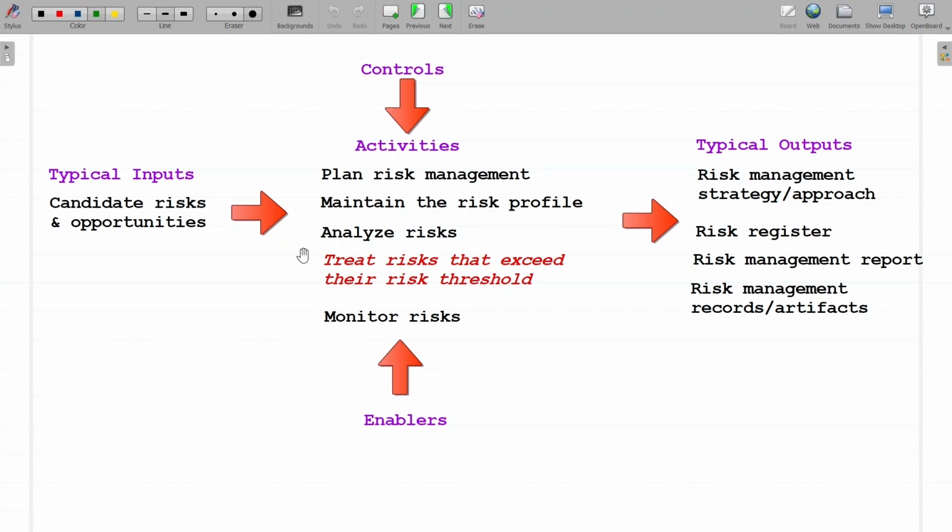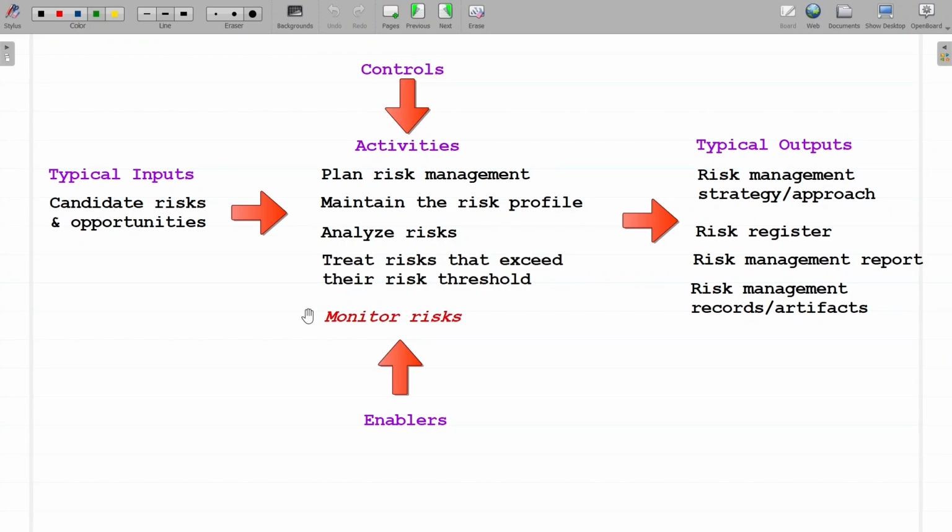Treat risks that exceed the risk threshold. Identify a set of feasible alternatives for the treatment of risks. Establish measures to provide insight into the risk treatment effectiveness. Execute the treatments for the risks. When management action is needed for risk treatments, ensure effective coordination.